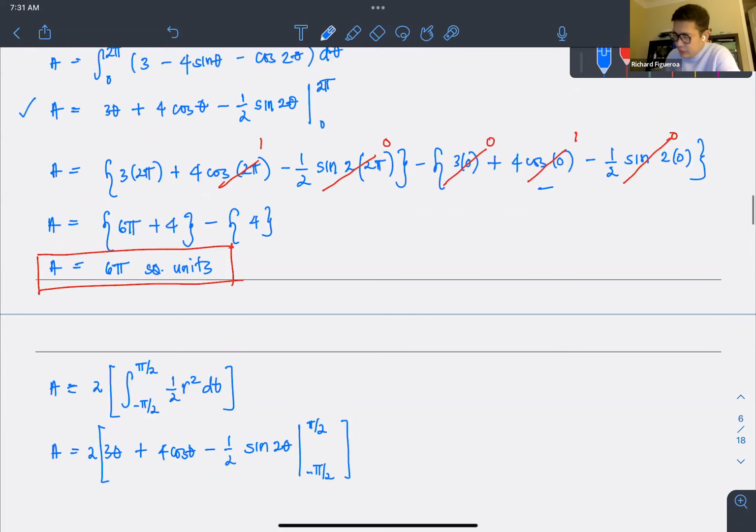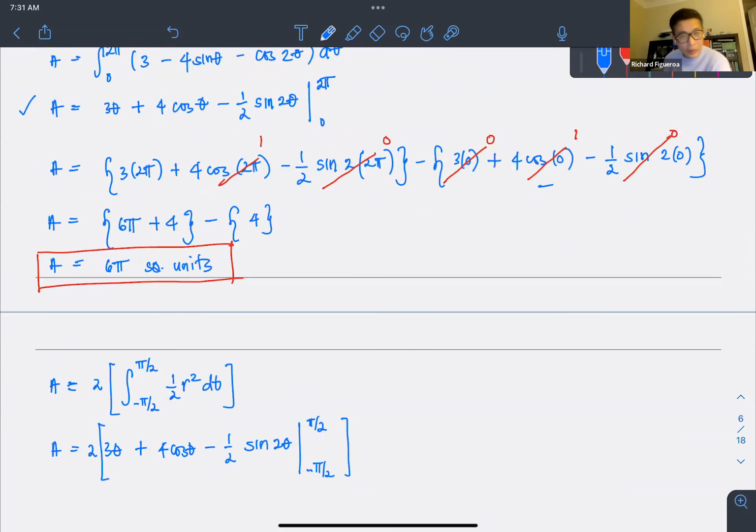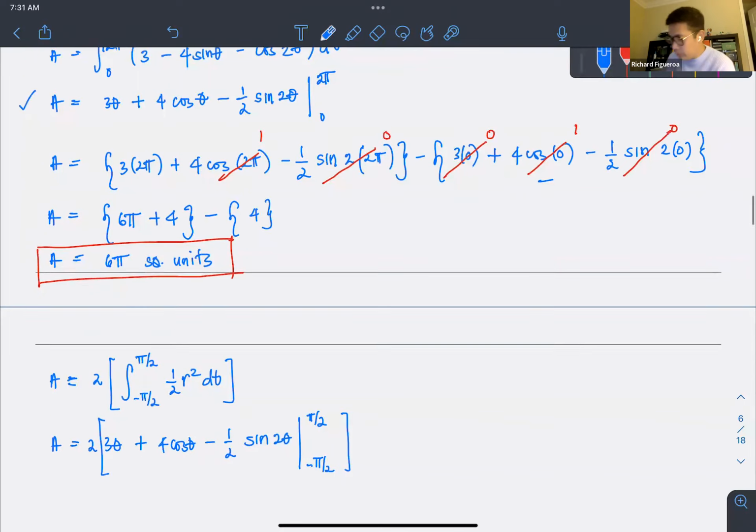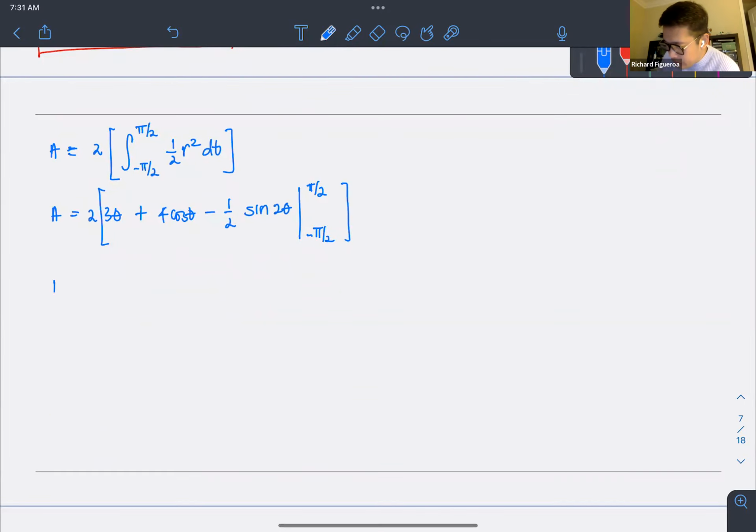Okay? So I'm not going to repeat the solution. So I just copy that one. The difference is there's a change on the limit. Okay, so alpha from 0 to 2 pi, it became negative pi all over 2 to pi all over 2. Then the answer to that, so we just multiplied it by 2. So let's try to see if the answer would still be the same.